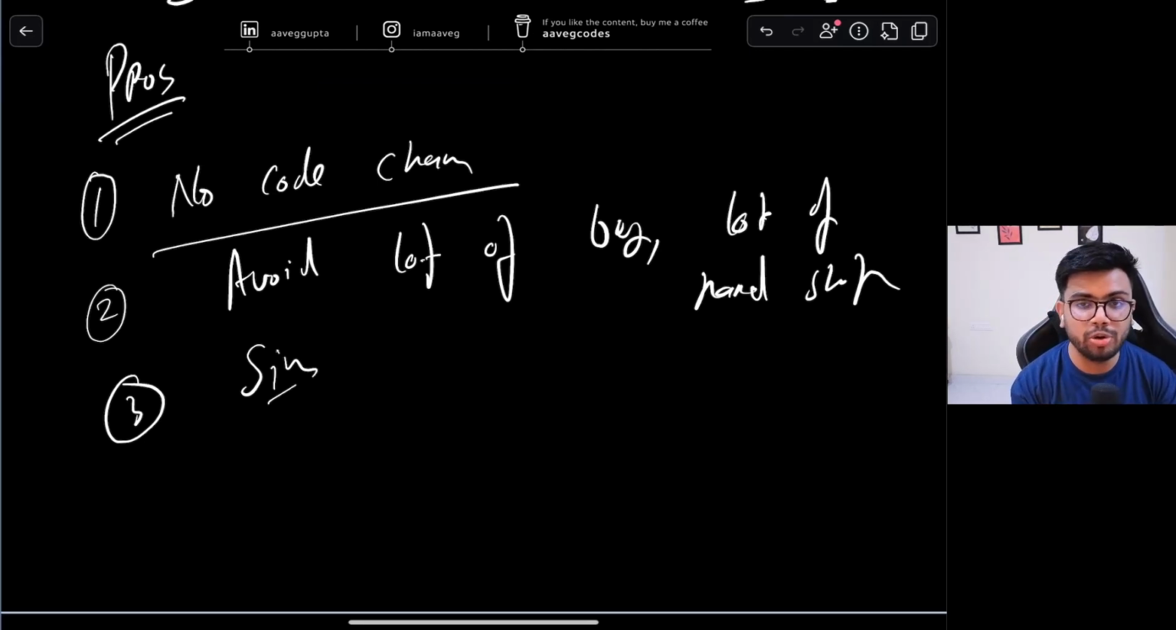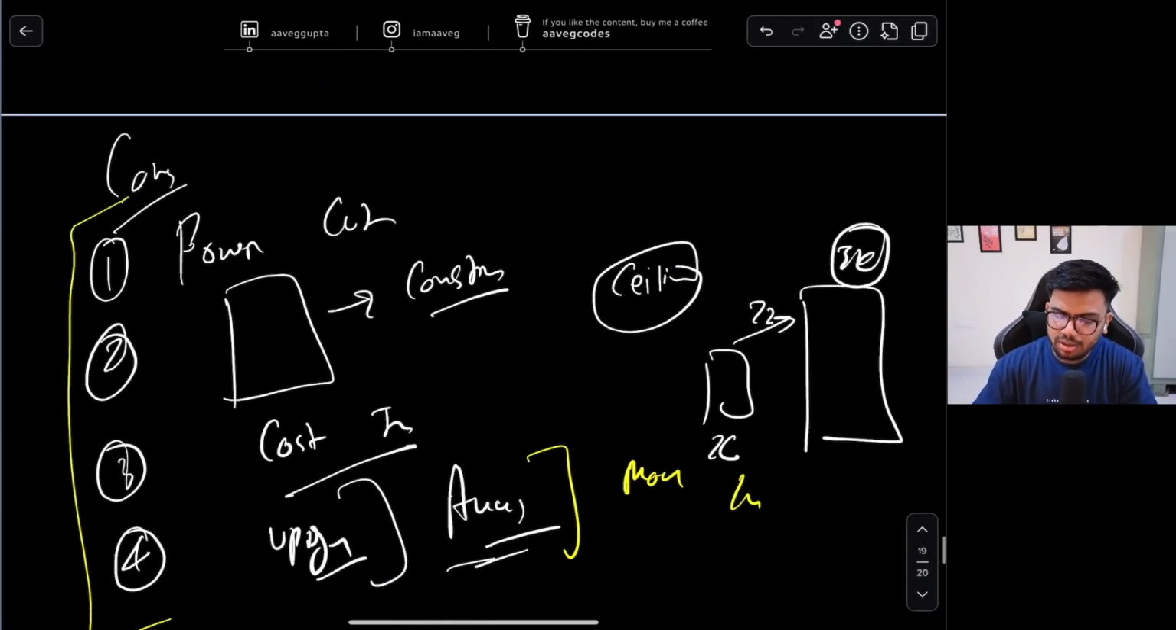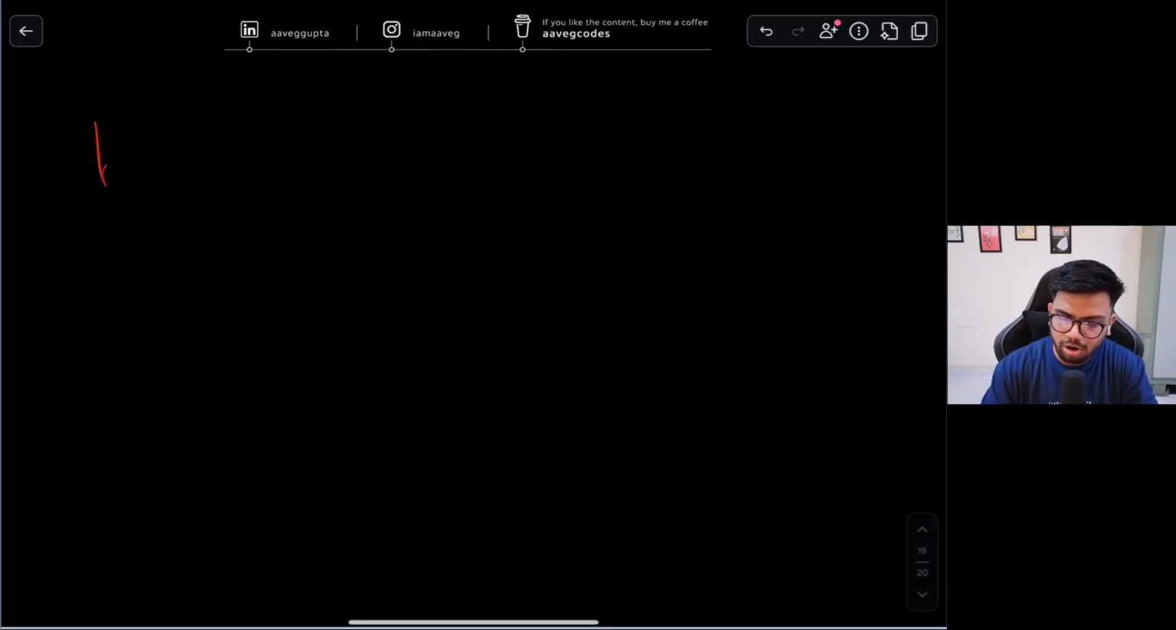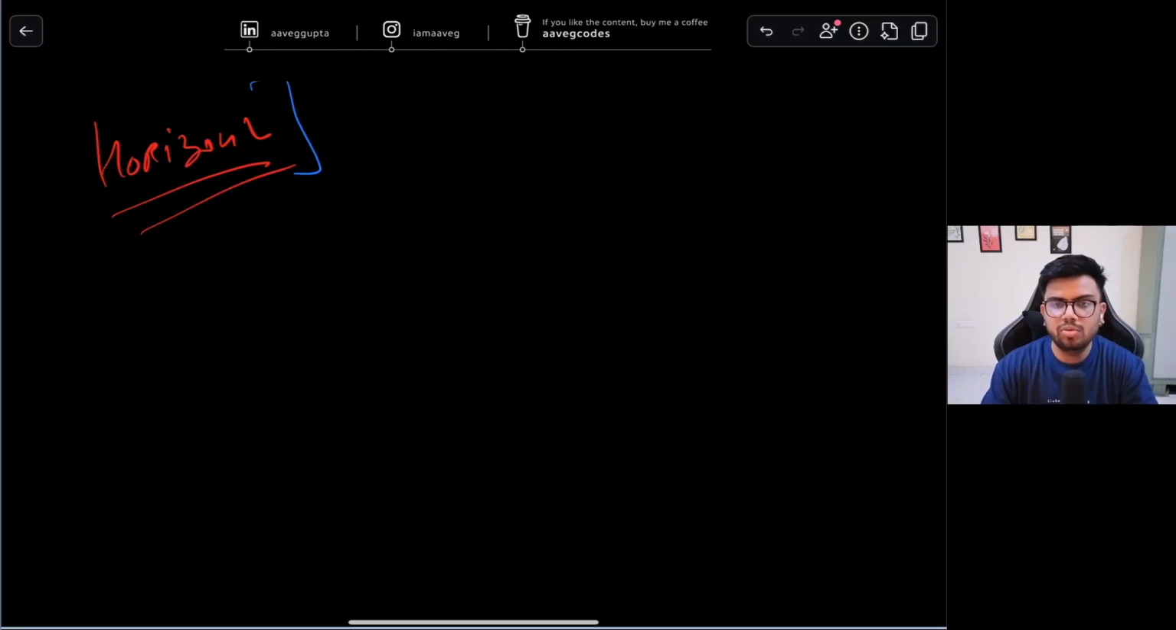You're okay, without doing any hard stuff. So to solve these cons, that's why we have horizontal scaling. And you know what? Horizontal scaling is the one which is actually used by the majority of the companies that you see online.